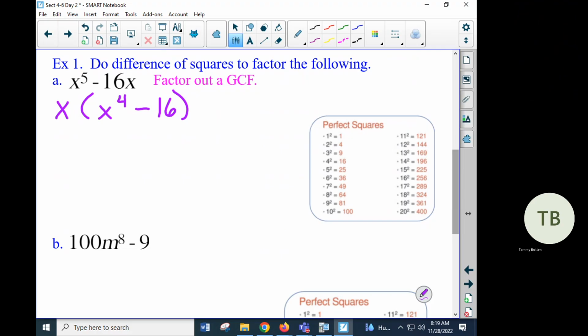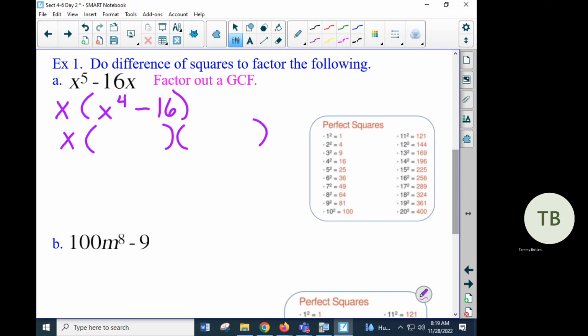Now what I'm going to do is look at, is this difference of squares? And remember, your power has to be even, and it is. Your sign has to be subtraction, and it is. And the number in front here, as well as the 16, has to be a perfect square, and 16 and 1 are both perfect squares. So I'm going to carry that X down. I can't just forget about that.